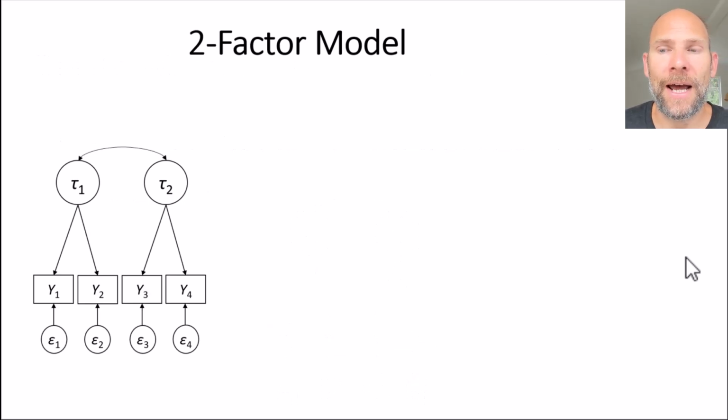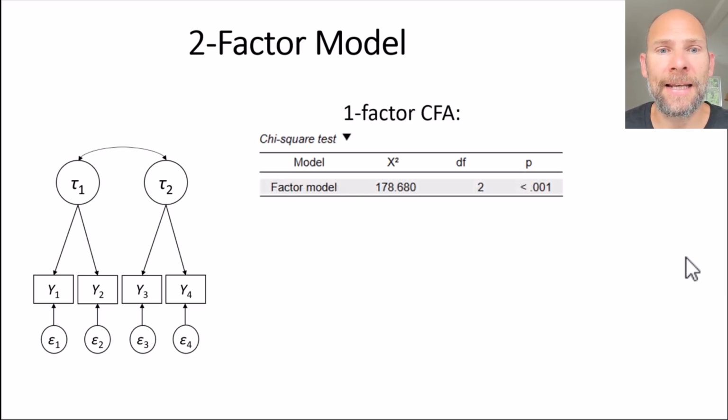And so when I fit a 1-factor model to this 2-factor data set, then the chi-square did not look very good. It was about 178, with 2 degrees of freedom, and a p-value smaller than 0.001. In this case, I did not even constrain the loadings to be equal. So I fit a model with different loadings, but a single factor, and not even that fit. So this shows you that tau equivalence definitely is not met in this example. These scales are not tau equivalent.